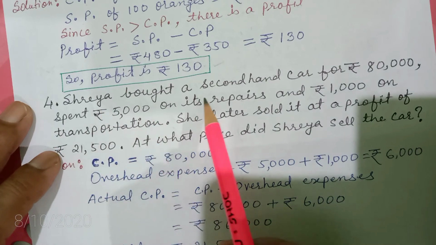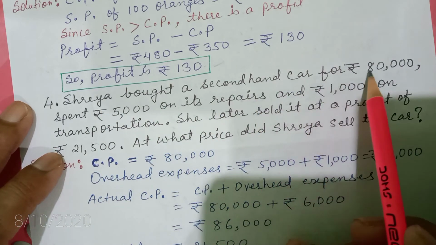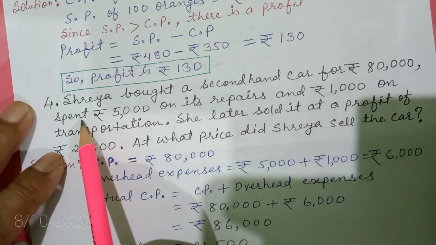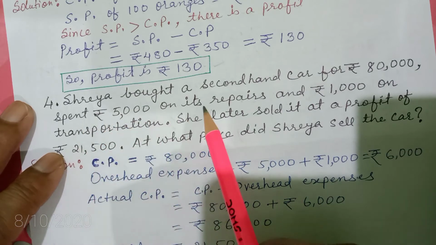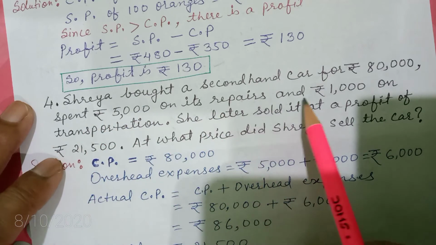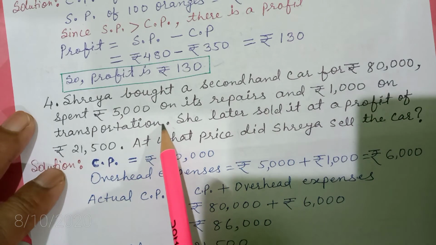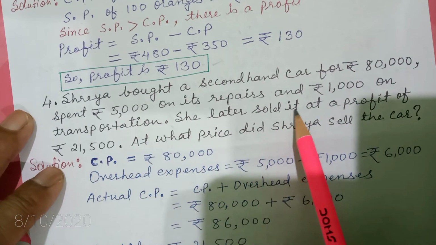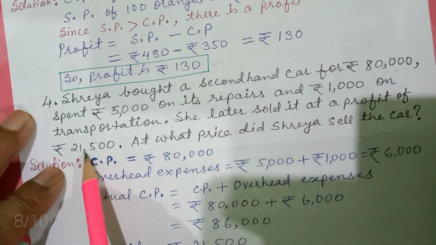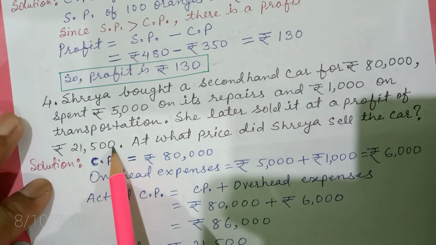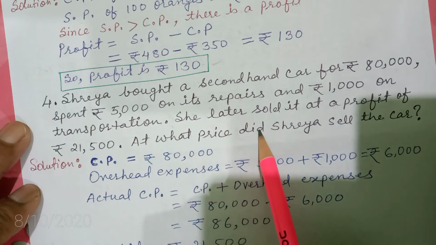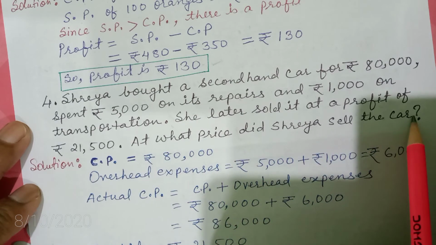Shreya bought a second hand car for rupees 80,000, spent rupees 5,000 on its repairs and rupees 1,000 on transportation. She later sold it at a profit of rupees 21,500. At what price did Shreya sell the car?